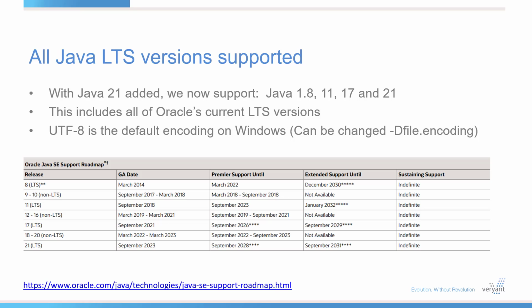Now related to this support for Java 21, we've made UTF-8 our default file encoding on Windows platforms. You can change that if you need to with the -D file encoding flag in your startup options.